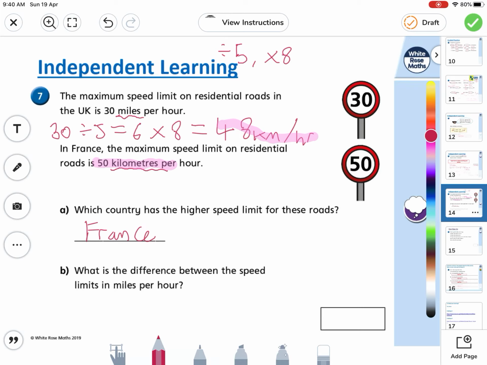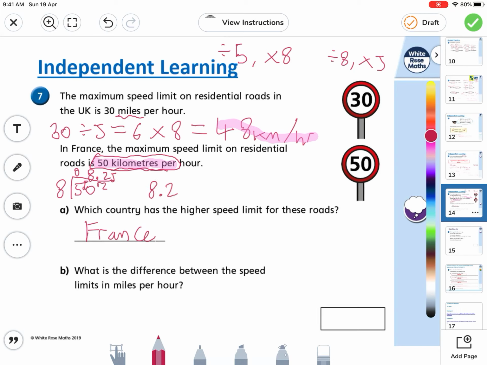B, what is the difference between the speed limits in miles per hour? Okay, so now we need to convert this one here into miles per hour. So therefore we divide by 8, then times by 5. So let's divide 50 by 8. How many 8s in 5? 0. How many 8s in 50? I know 8 times 8 is 48, and I'll have a remainder of 2, which is a quarter of 8. So that would be like 8.25.